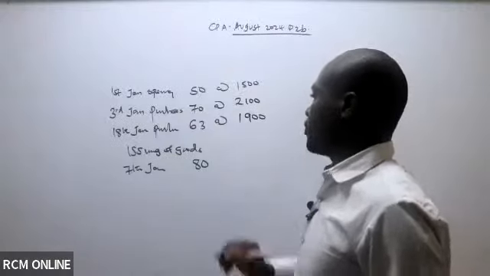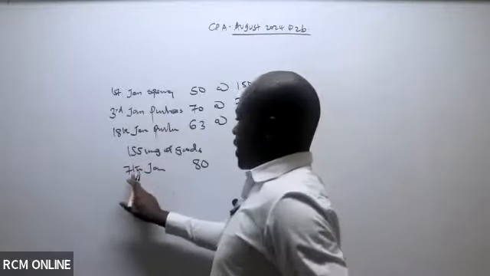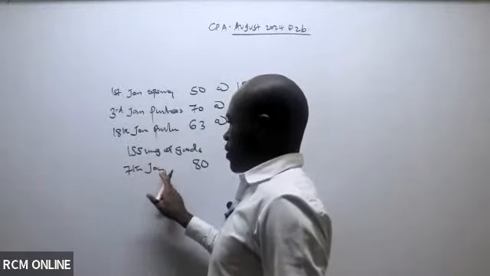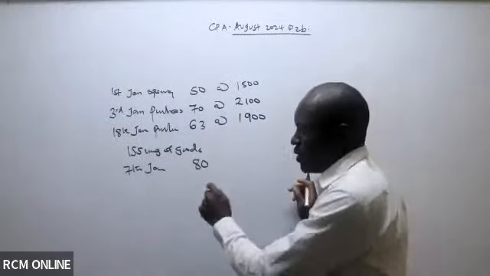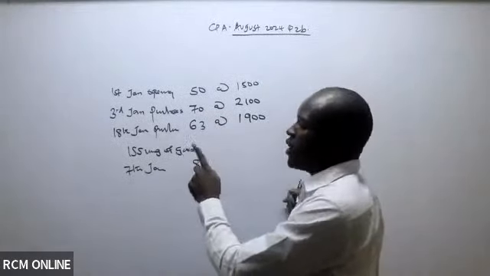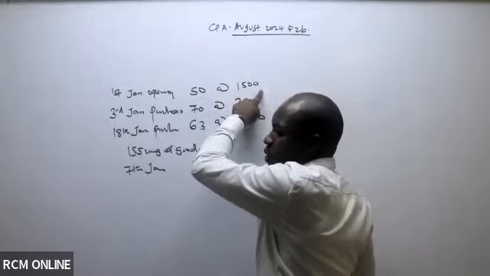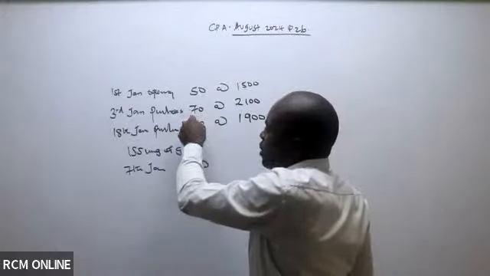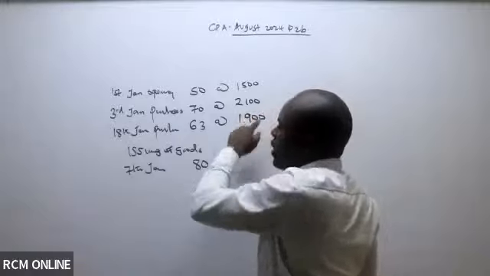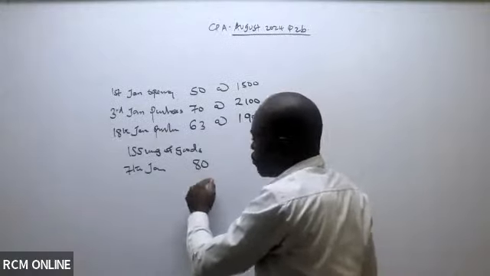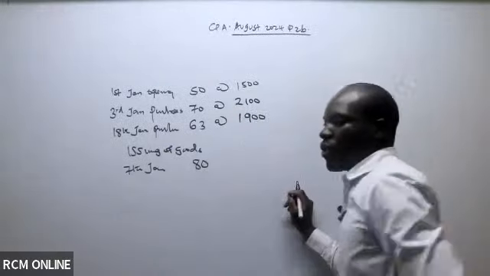Now, if you look at the sales that was done on 7th January 2025, we have two things here. If you are to sell 80 units, you have 50 units which were brought in at 1,500, your opening stock. You also have 70 which was brought in at 2,100. So I want to get the cost of the 80 units that were sold. What will I do?